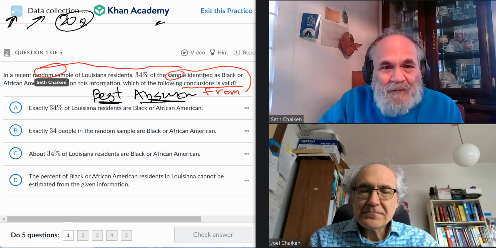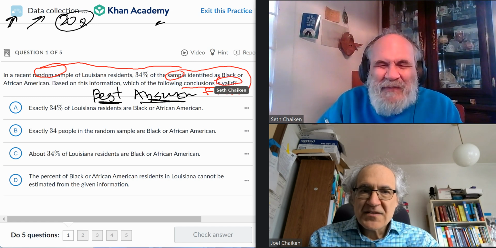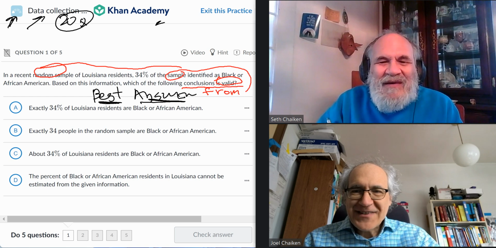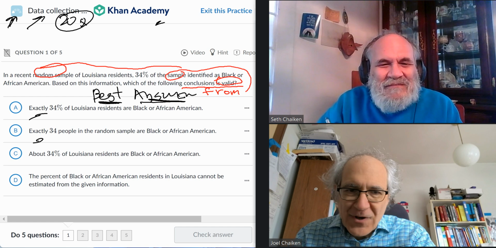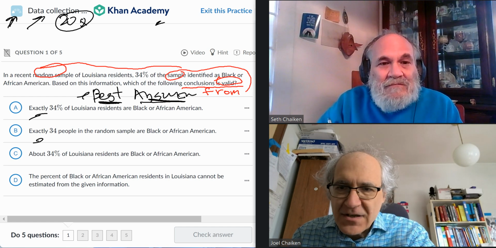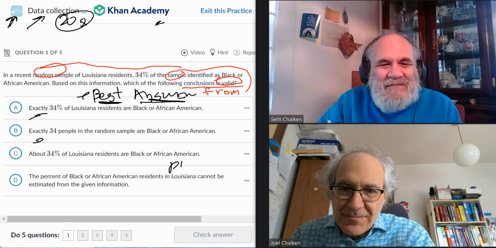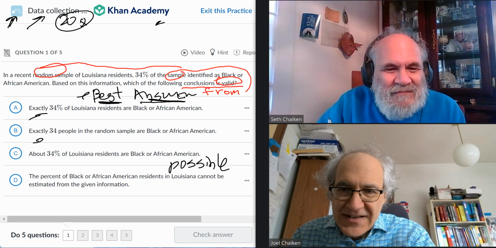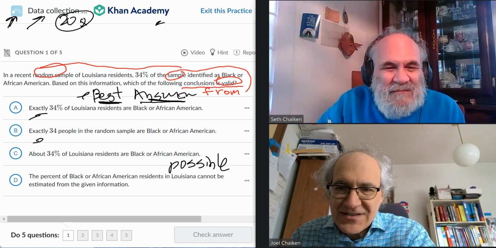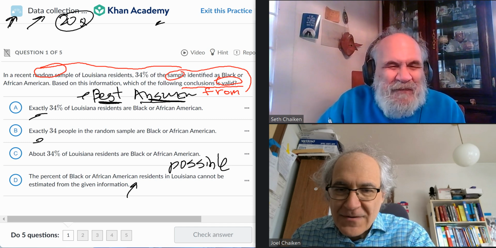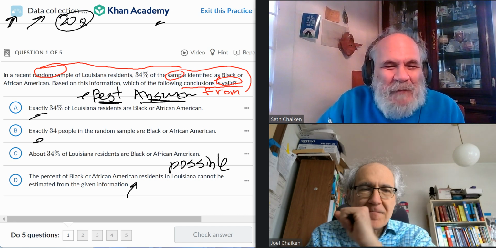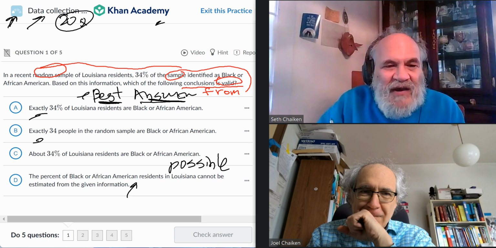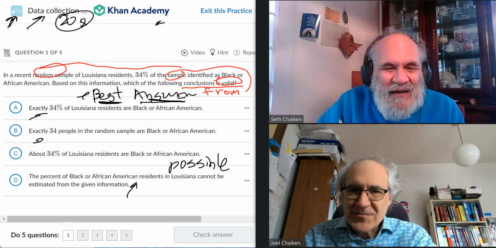So it looks like every time you have a study, "exactly" doesn't really work. It's certainly not the best answer. This one is possible. It's certainly possible that about 34% is a possible answer. Now, what about this one? The percent of Black Americans cannot be estimated from the given information. So it looks like it's between those two. Do you agree? Yes. So I guess we could cross these off.